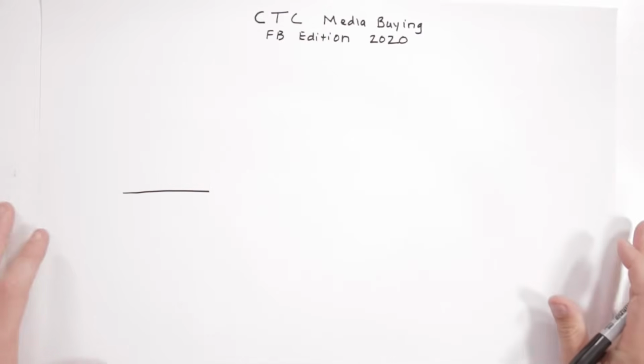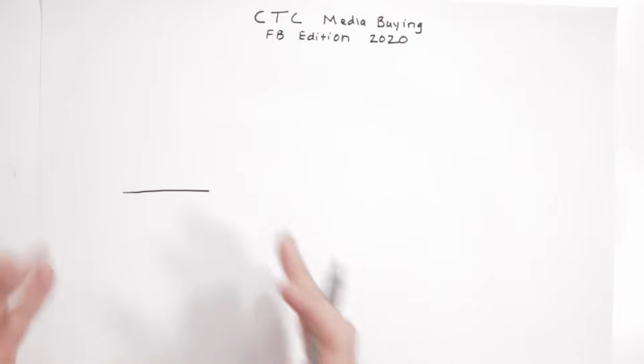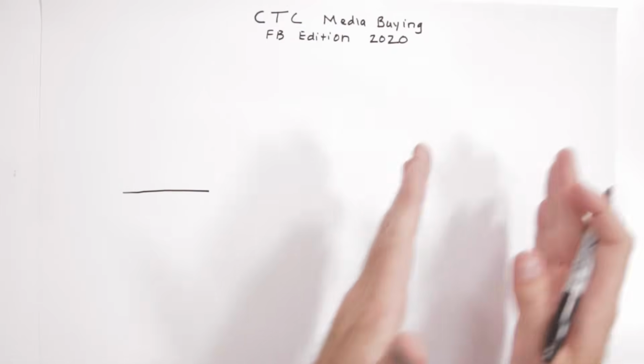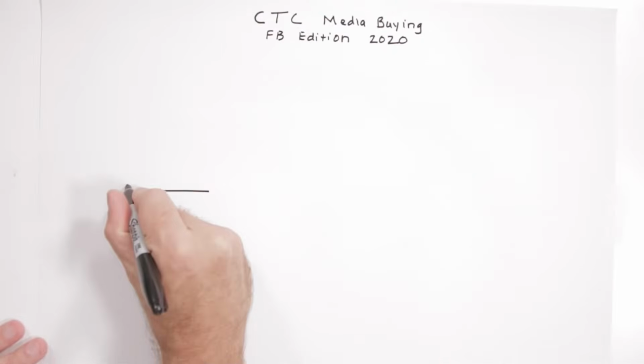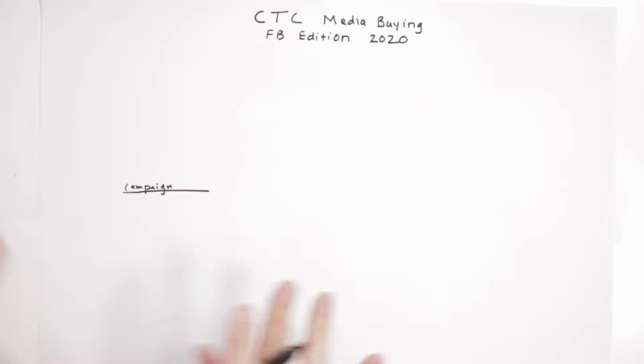If we think about an account structure that I'm going to go through today, I'm going to break it into the component parts of a Facebook ad account: the campaign structure, the ad set structure, the ad structure. So at the campaign level, let's think about the things that we set.